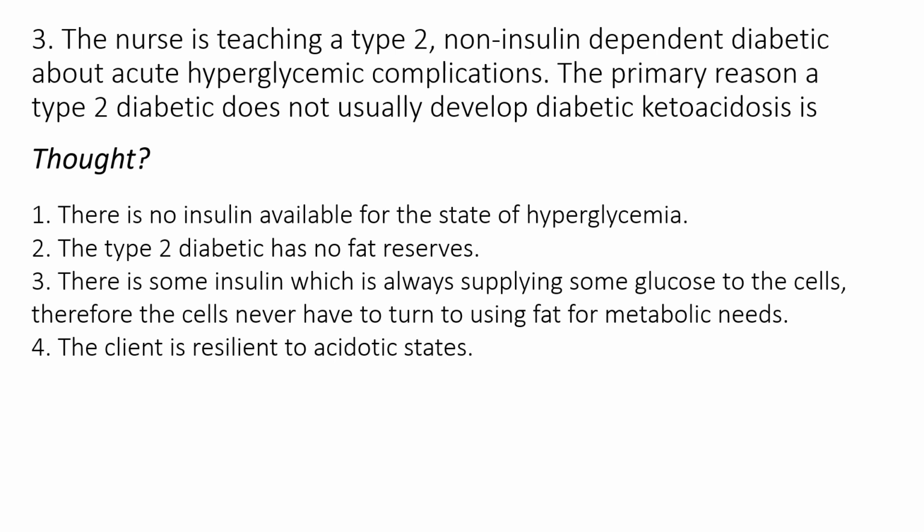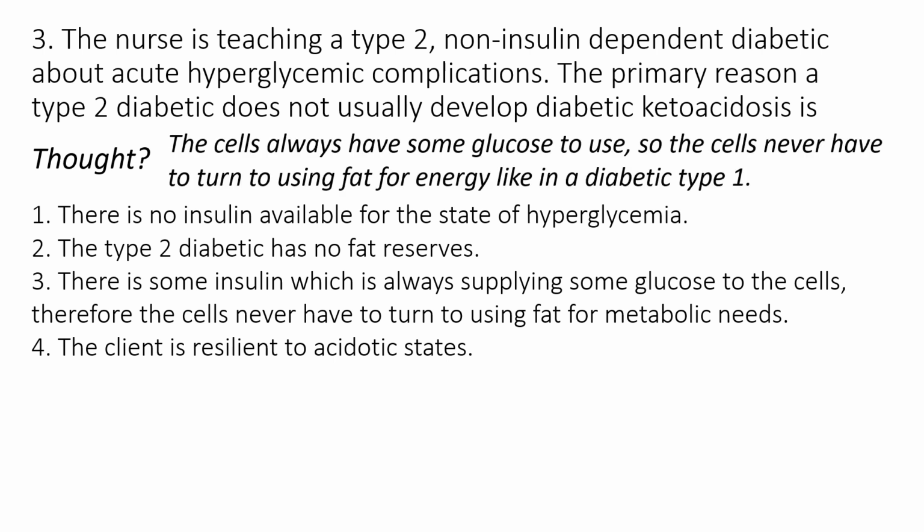And the answer here is number 3. So it's basically asking you the difference between HHS, that hyperglycemic hyperosmolar syndrome, and diabetic ketoacidosis. And the only difference is that there is no ketones in the type 2 hyperglycemic complication. And so the thought is, why isn't there any ketones?